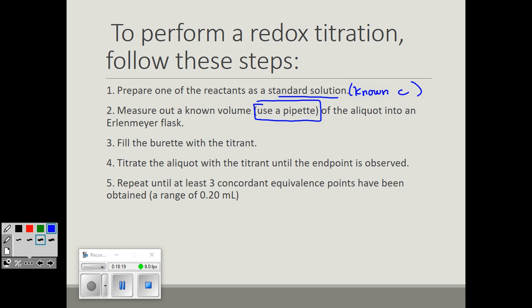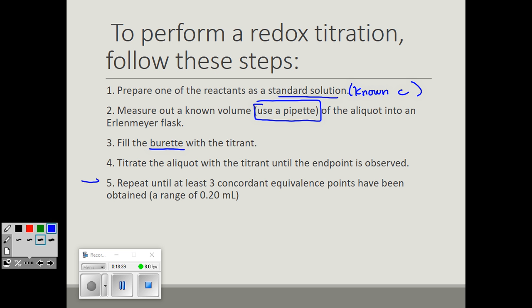The burette is the long, skinny tube that has a little valve at the bottom. You fill that with the titrant. And then you titrate the alcohol or the sample with the titrant until you get to the end point. Now, all of that is all sort of technical. What do you do? Which container do you use? What tool do you use?